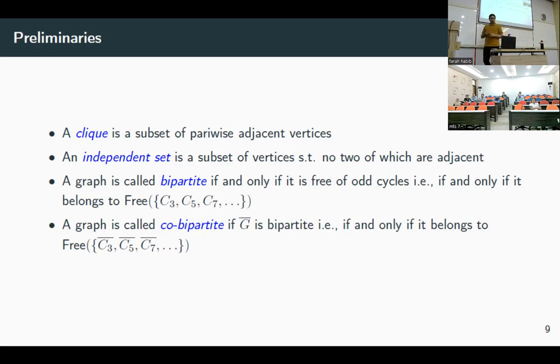We say a graph is called co-bipartite if the complement of the graph is bipartite, or in other words, it's free of C3 complement, C5 complement, C7 complement, and so on. What's the complement? Given a graph G, the complement of G, written G bar, is a graph in which two vertices are adjacent if and only if they are not adjacent in G.